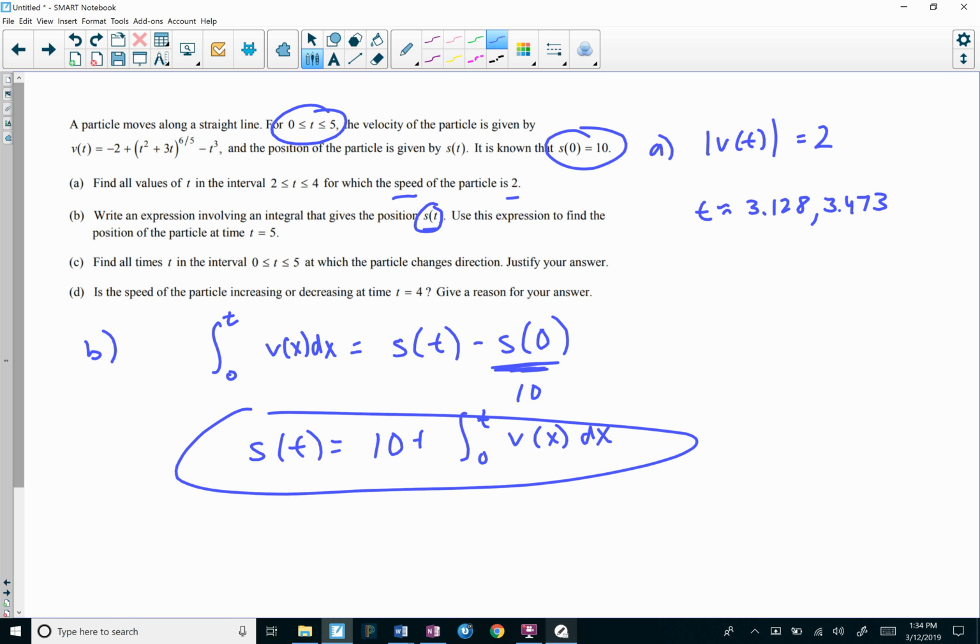But a lot of people knew kind of how to get there, but didn't quite know how to handle those variables. Now it says find the position at t equals 5. So s of 5. Well, 10 plus the integral from 0 to 5. Just plug and chug there. Negative 9.207. Part B was worth 2 points.